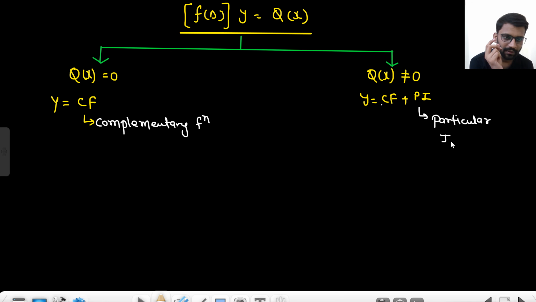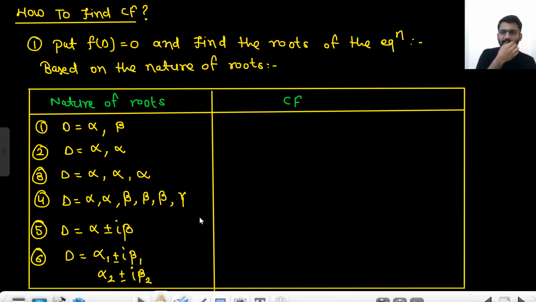Particular integral. Okay. So if Q(x) is 0, only one thing you need to find, the complementary function, and that will be equal to y. If Q(x) is not equal to 0, you need to find two things: complementary function plus particular integral. Complementary function you have already found, and then you will add the particular integral. Now how to find CF and PI? So first we will see how to find CF.